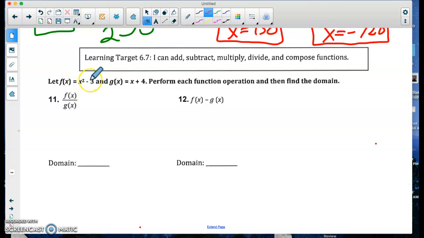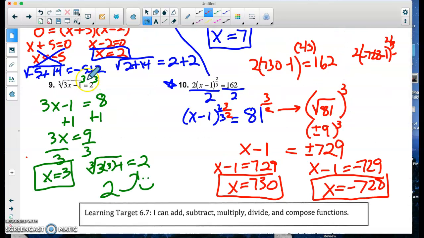Hi everyone, this is day 2. We ended here with our solving. I think I got cut off. Just make sure you are checking these problems to know they are correct in your calculator.